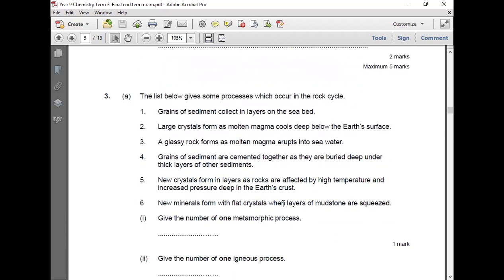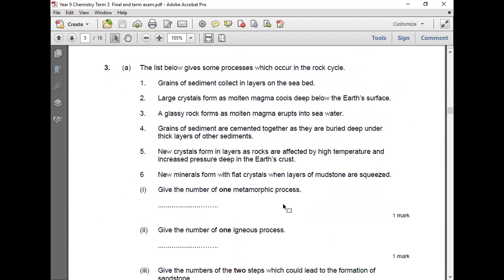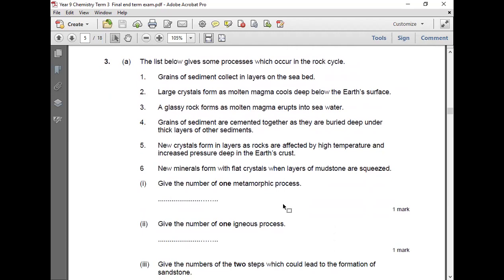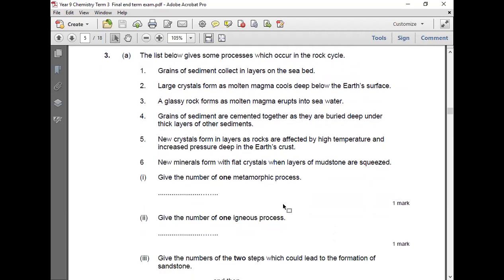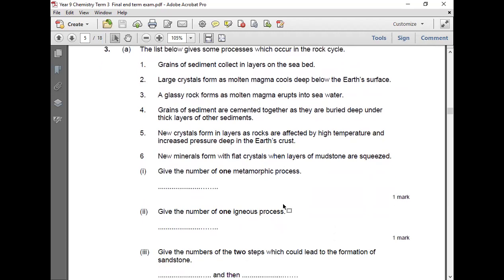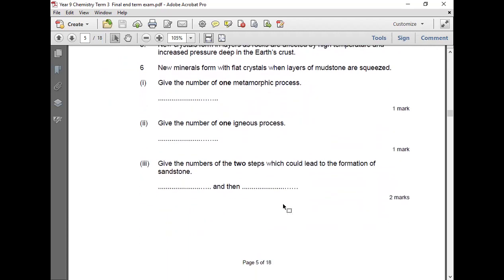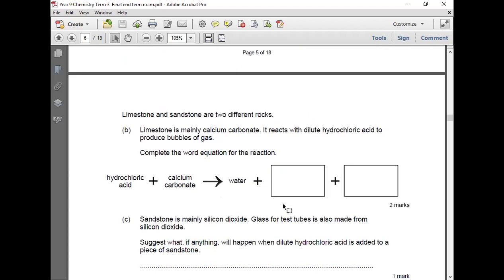Question number 3, you have information. You need to answer: give the number of one metamorphic process, using the description you have above. Give the number of one igneous process. Give the number of two steps which could lead to the formation of sandstone.